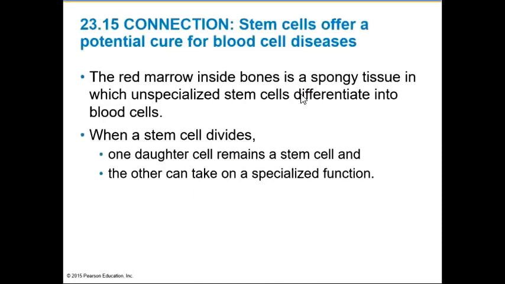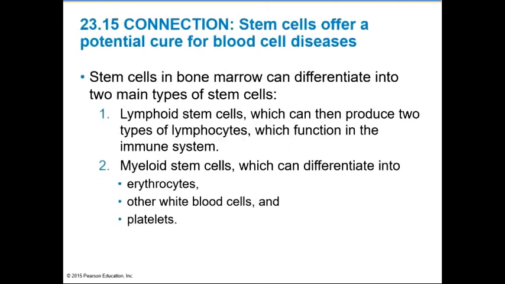Red marrow. There are two types of bone marrow, red marrow and yellow marrow. Your marrow stores fat. Red marrow contains stem cells which produce blood cells. When stem cells divide, one daughter cell remains a stem cell, but the other cell will differentiate into something.